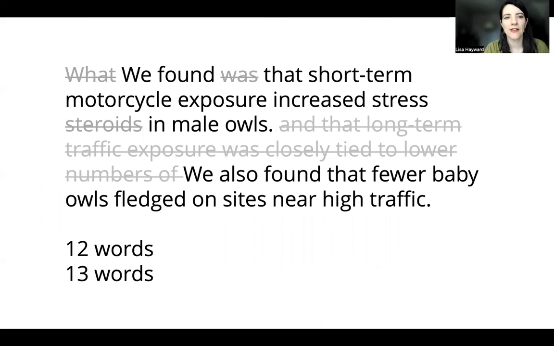And we can also find ways to reduce the words where possible. So what we found was that short-term motorcycle exposure. All I need to say is we found that. And I have been writing for a long time. I've been doing science communication, but I still always find these phrases that can be reduced like that. So now that I've broken it down and reduced some words where possible, I have 2 sentences, one with 12 and one with 13 words. So that was a win.